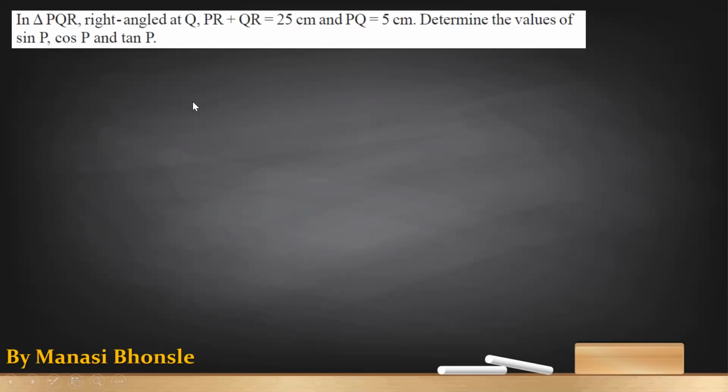So now, this says, in triangle PQR, right angled at Q, PR plus QR is equal to 25, PQ is 5. Determine the values of sine P, cos P, and tan P. So let us consider a right angle triangle. It is right angled at Q. Let this be P, this be R. It is told that PQ is 5, so let this be 5 centimeters.